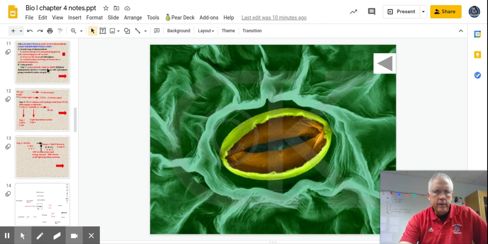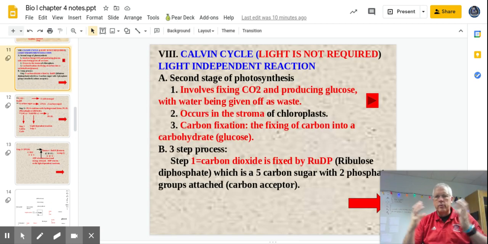That's why we call plants carbon sinks sometimes, because they absorb huge amounts of carbon. And we know how bad carbon is for our environment. We have way too much of it. So that's another benefit of green plants, is they can suck out huge amounts of carbon. And this is a carbon acceptor.